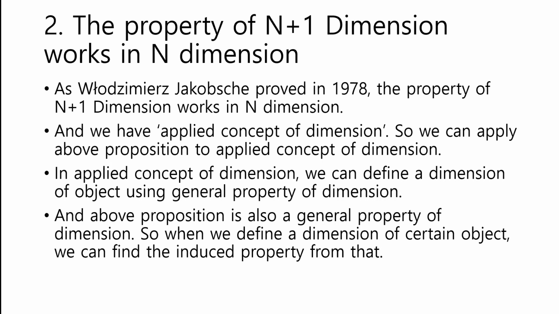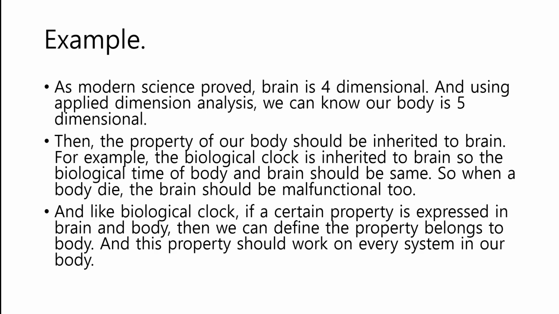So when you define the dimension of a certain object, you can find the induced property from it. For example, as modern science proved, the brain is 4-dimensional, and using applied dimension analysis, you can know our body is 5-dimensional. Then the property of our body should be inherited to the brain. For example, the biological clock is inherited to the brain. So the biological time of the body and brain should be the same.